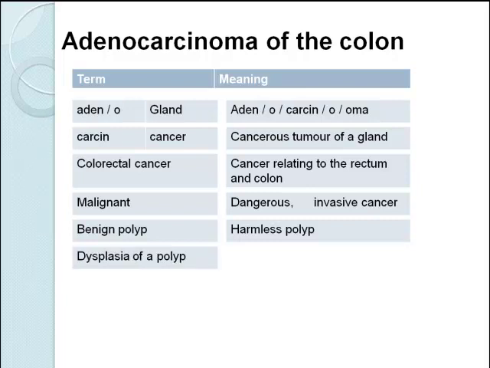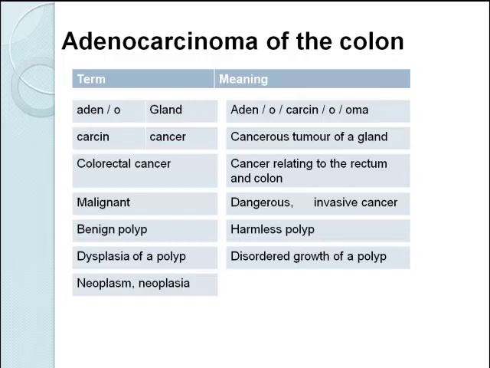Dysplasia of a polyp. We had the term plasia before, meaning formation or growth, so that would be disordered growth of a polyp. If a polyp was removed during a colonoscopy, it would then go off to be examined, and the results may come back to say it is a benign polyp, there's no problems. Neoplasm or neoplasia means new growth, new formation. So the term neoplasm or neoplasia is associated with cancer.